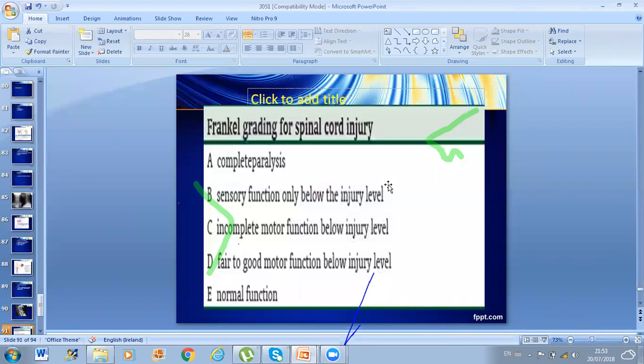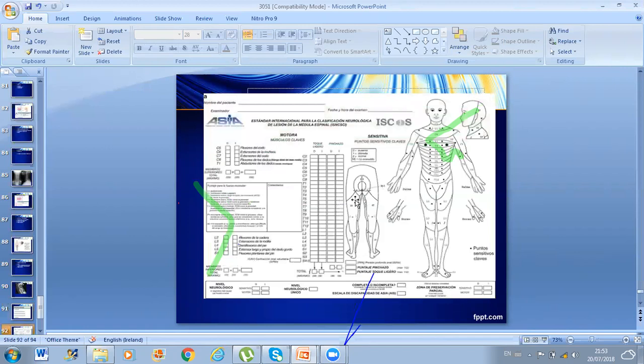Frankel grading: type A is complete paralysis. Type B is sensory function only below the level of injury. Type C is incomplete motor function below the injury. Type D is fair to good motor function below the level of injury. And E is normal. It is the reverse: A is complete paralysis and E is normal. Okay? So you have to remember this. You can be asked in the exam. This is the ASIA scoring system. You have to have some idea of this before going to the exam.